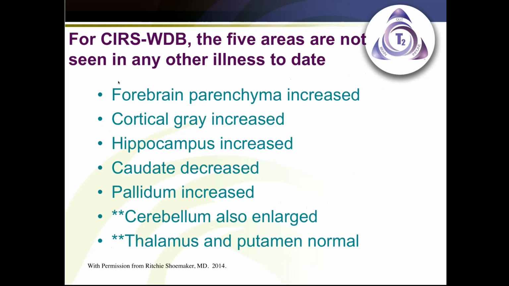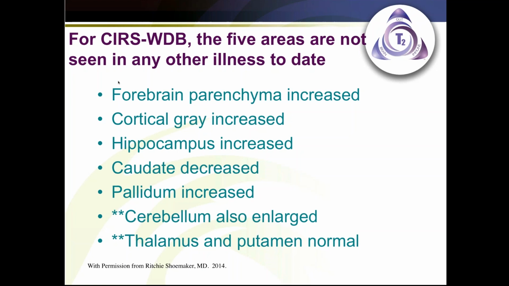So what do we see in patients that have had water damage building? So there are five areas that are not seen in any other illness. We see elevations in size of forebrain parenchyma and cortical gray matter. We see an increase in the hippocampus. We'll almost always see a decrease in the caudate, and right next to it is the pallidum, which is increased. The cerebellum can be enlarged, so we'll actually see increased size in the ventricles as a result because the CSF can't flow out of the brain, and the thalamus and putamen are normal.